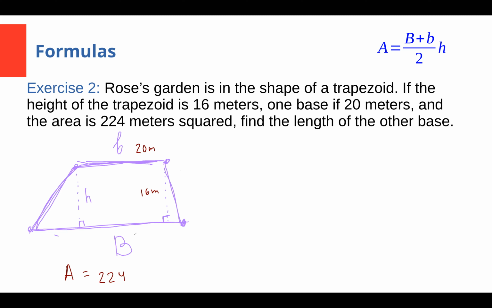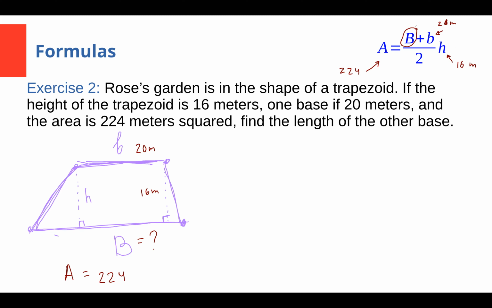Now we are asked to find this other base. What is it? We have the formula for A, so I could use 224. For this b, because we decided maybe it's the smaller one, I could say 20 meters. For the h, I can say 16 meters. And then I'm looking for this one, which I'll have to find. Okay, we're all set with the information.